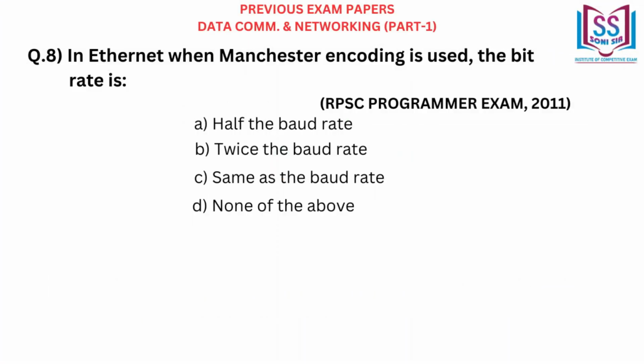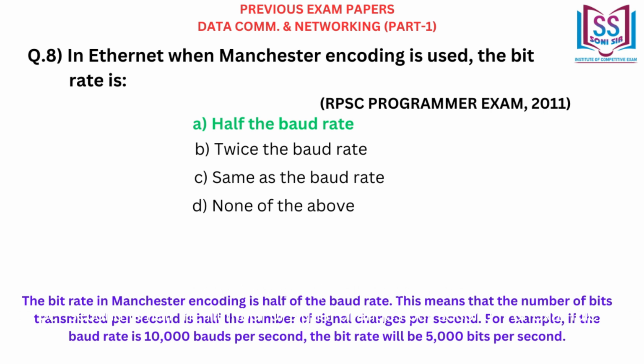In Ethernet, when Manchester encoding is used, the bit rate is A. Half the baud rate, B. Twice the baud rate, C. Same as the baud rate, D. None of the above. Correct answer A.